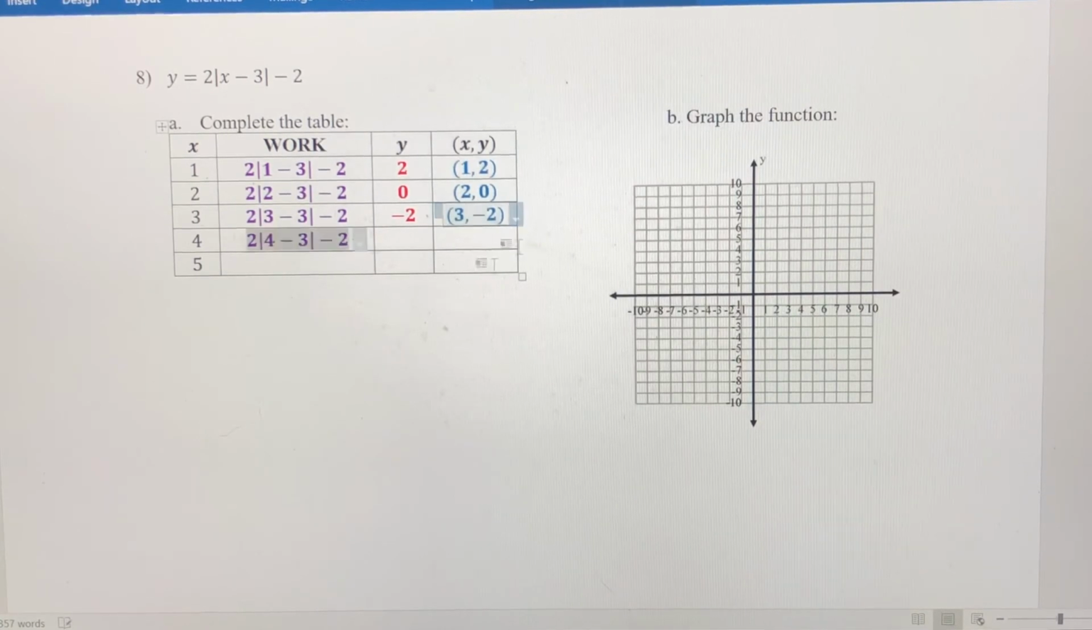Let's plug in 4. Order of operations, 4 minus 3 is 1. Absolute value of 1 is still 1. Times 2 is 2. Minus 2 is 0. And finally, let's plug in 5. 5 minus 3 is 2. Absolute value of that is +2. Times this 2 is 4, minus this 2 is 2, okay? So we get 5, comma 2. Again, you can see the V shape here. It'll become more clear when we graph this, but this would be the vertex. 3, -2 would be the vertex, and this one's going to open up, okay? So let's go graph that one now.